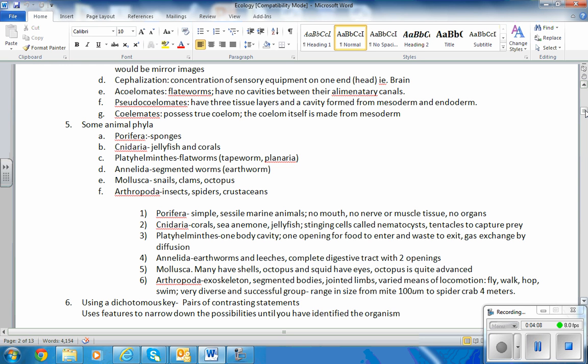Pseudocoelomates have three tissue layers and a cavity formed from the mesoderm and the endoderm, but they're not as complex as coelomates. Coelomates possess a true coelom, which means they have a true digestive tract, like us, a sheep, a cow, all these organisms that we think of that have a true, whole digestive system. Those are going to be coelomates. They're a little bit more complex.